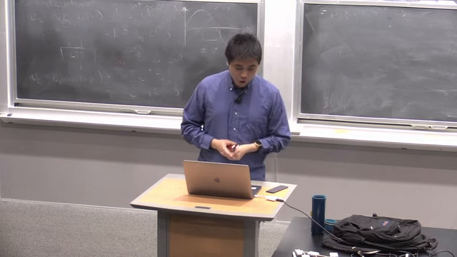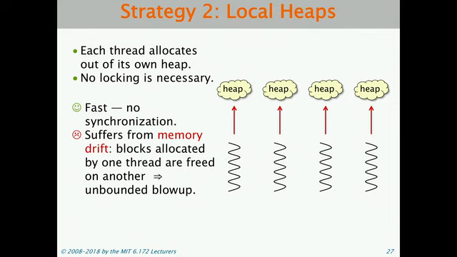And this phenomenon is what's called memory drift. Blocks allocated by one thread are freed by another thread. And if you run your program for long enough, your memory consumption can keep increasing. And this is sort of like a memory leak. So if you have a memory drift problem, your program running on multiple processors could run out of memory eventually, whereas if you just run it on a single core, it won't run out of memory. And here it's because the allocator isn't smart enough to reuse things in other heaps.